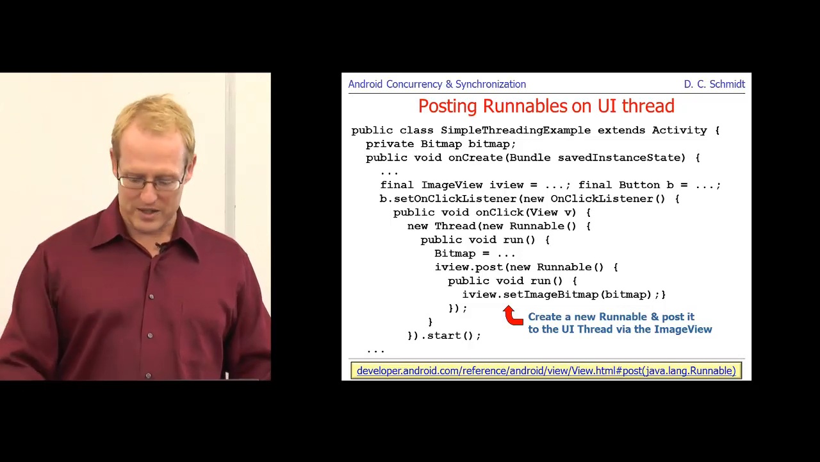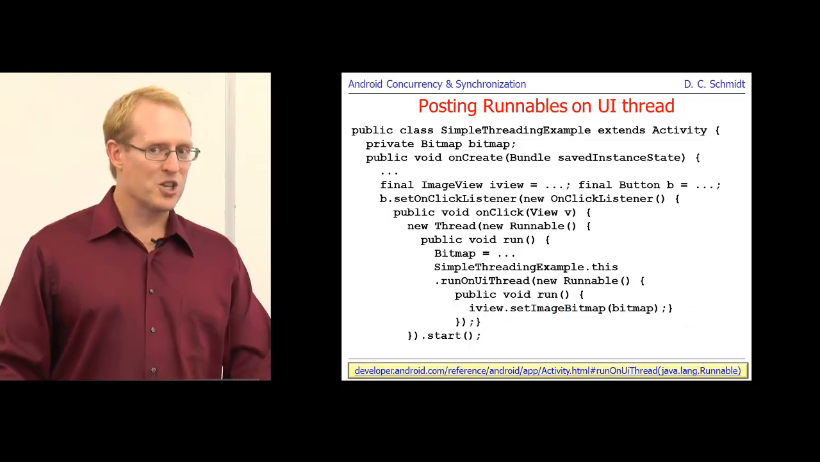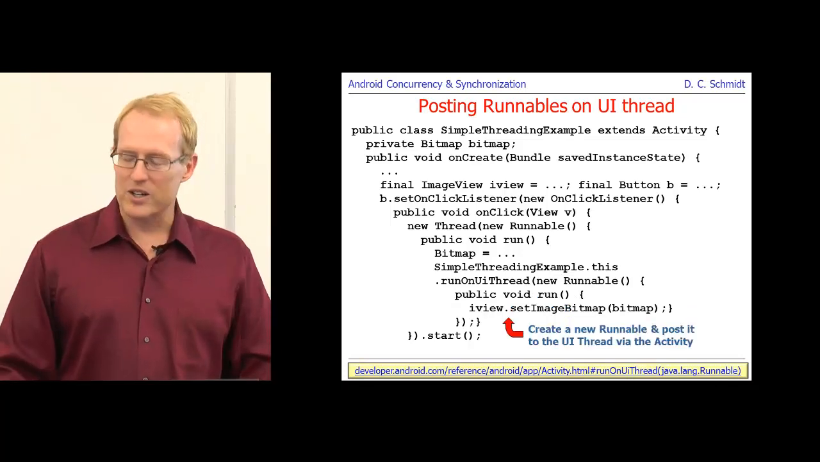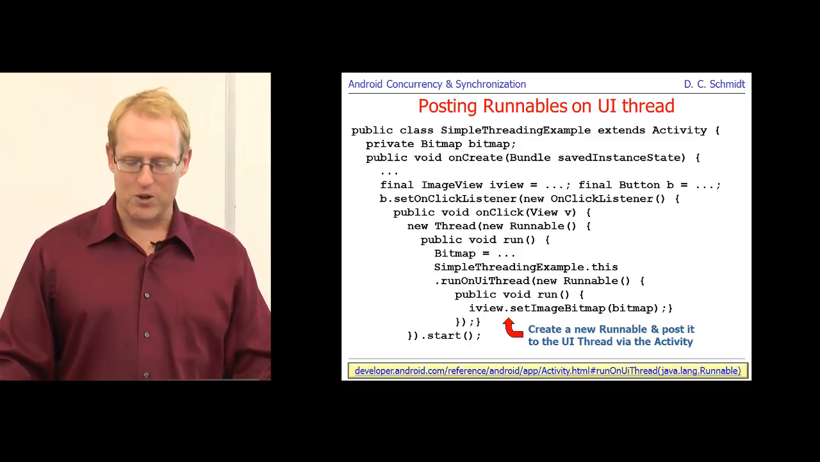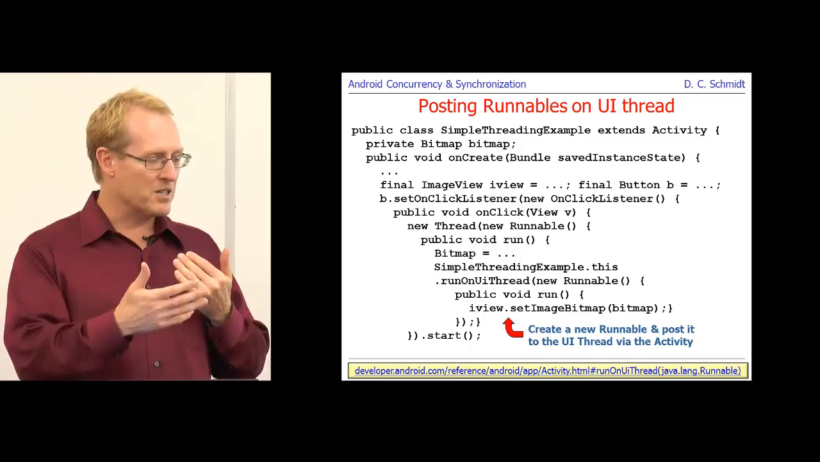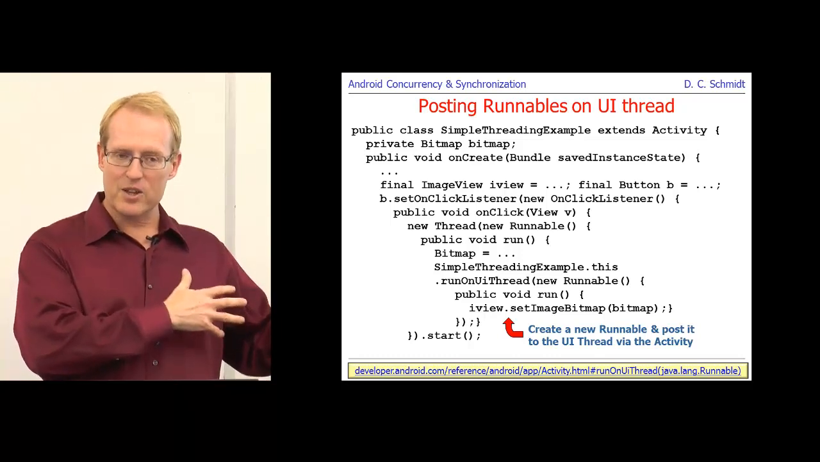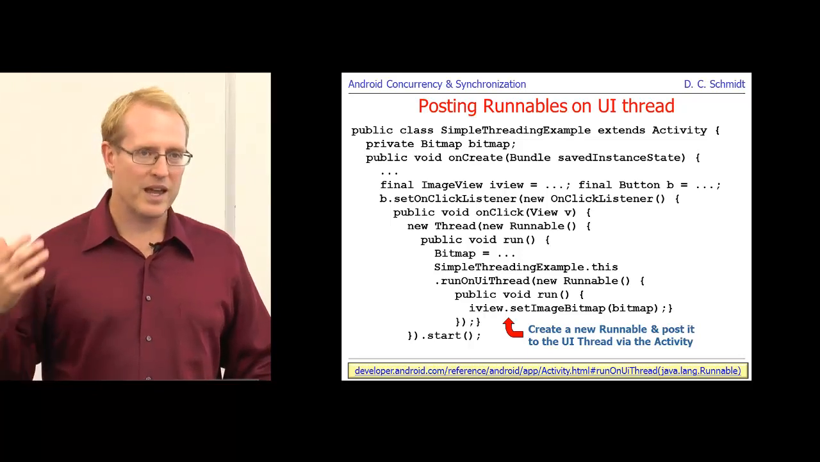So that's one way to do it. Another way to do it is there's another method that's called runOnUiThread. And runOnUiThread is something that comes from the Activity class. And so if you're in another thread of control and you want to be able to tell an activity to process some message in its main activity thread, the main UI thread, you can call runOnUiThread and pass it a runnable.